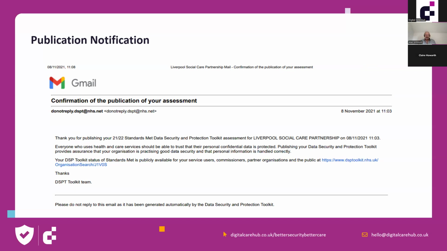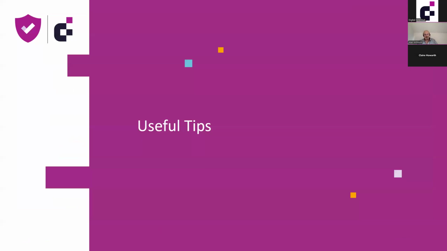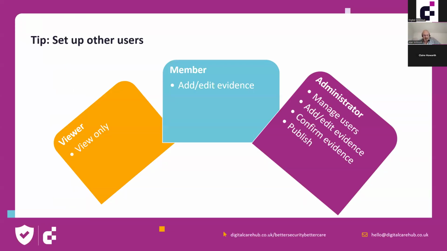So, in summary, a few useful bits in relation to working with the DSPT. When you first log into the DSPT and it takes you to the assessment page, there is a top toolbar, and one of the tabs available to you is the admin tab. And that allows you to manage the access to your particular toolkit. So assuming that you are the administrator, that allows you to manage users, add or edit the evidence in the DSPT, confirm the evidence, and publish the DSPT. However, it's possible for you to add other users, and you can add them as a member or a viewer. A viewer can view your responses to the questions in the DSPT, but they can't amend it. If you added someone as a member, they would also be able to add or edit evidence.